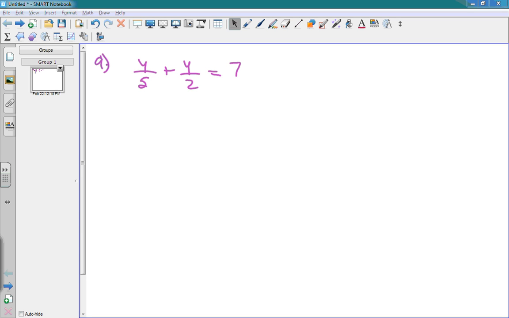Okay, number 9. All you had to do here was to find a least common denominator. The least common denominator is 10, which is perfect.